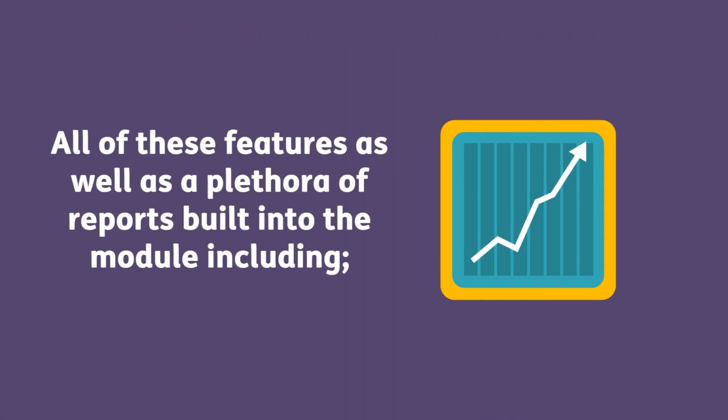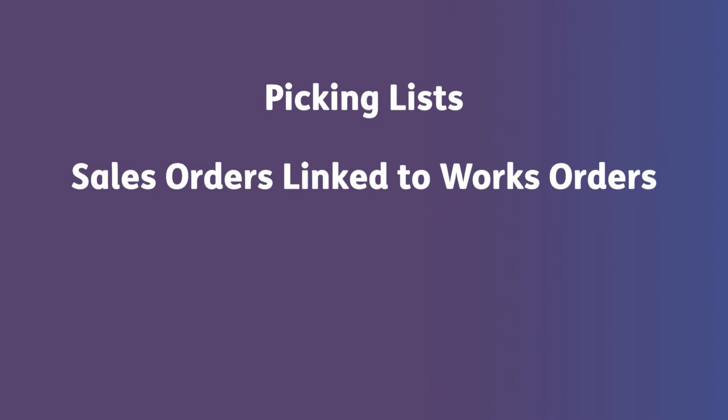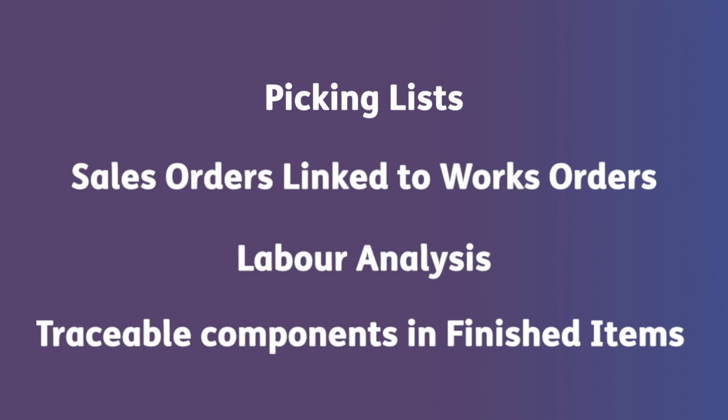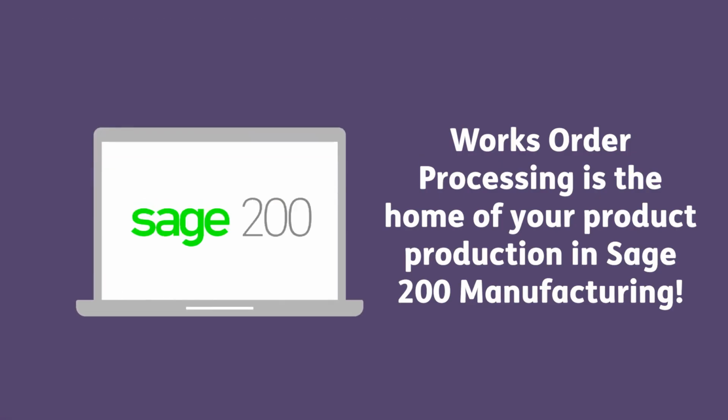All of these features, as well as a plethora of reports built into the module, including picking lists, sales orders linked to works orders, labour analysis, traceable components in finished items, to name just a few. Works orders is the home of your product production in Sage 200 Manufacturing.